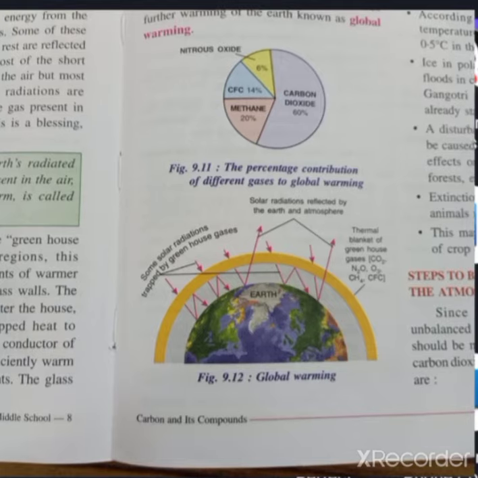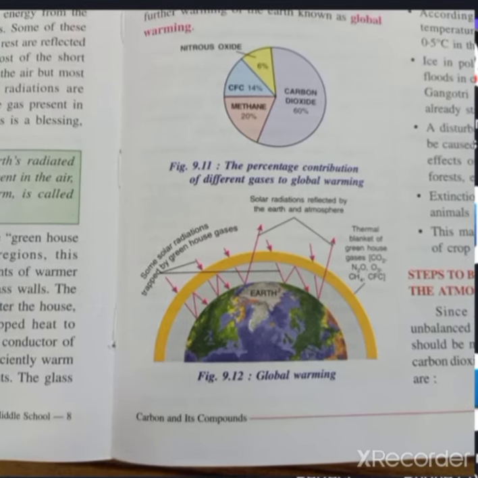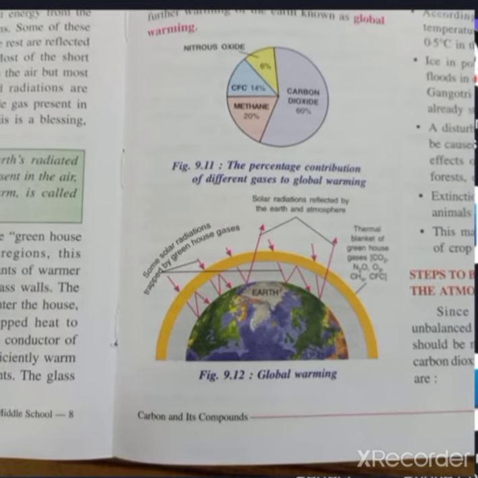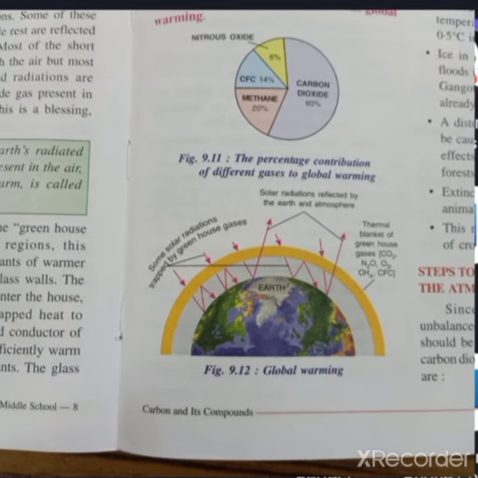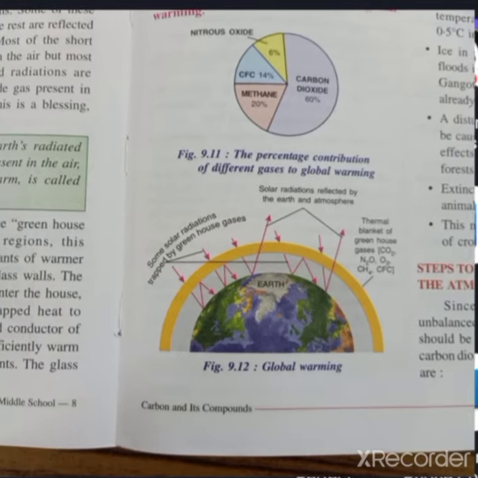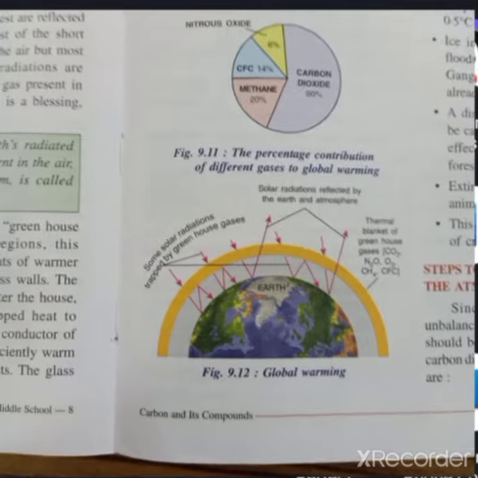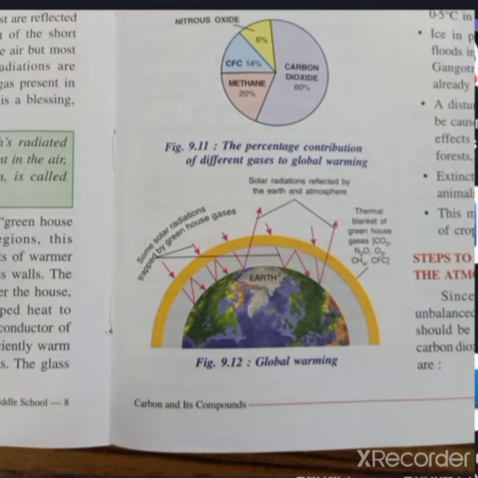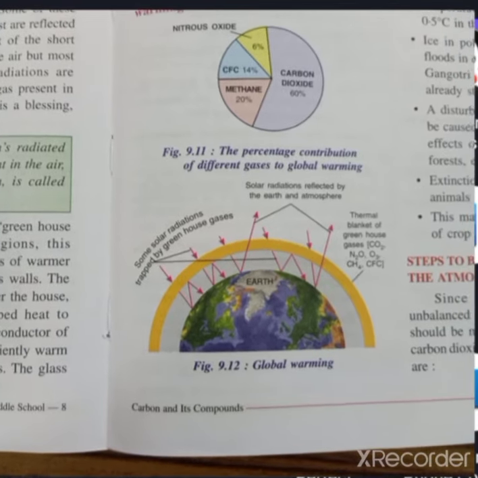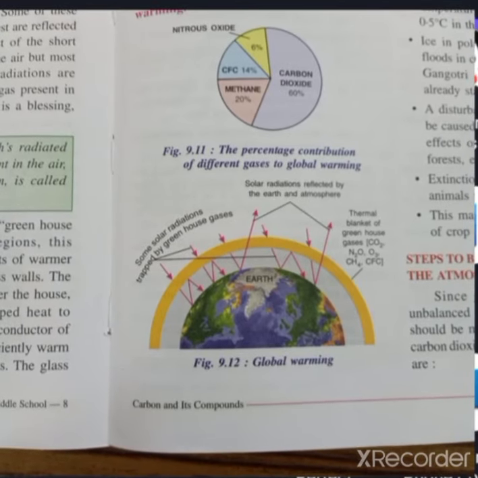It is having serious consequences. According to scientists, the average temperature of Earth has risen by 0.5 degrees centigrade in the past 100 years. Because of this global warming, ice in polar regions may melt, causing floods in coastal regions and islands. The Gangotri glacier in the Himalaya has already started melting, and when glaciers melt it results in floods.